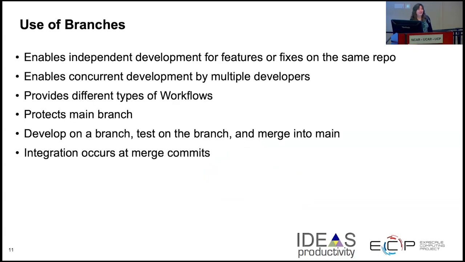Again, the use of branches enables independent development on the same repo. So you can have multiple developers making new features, doing fixes, even making tests that are under version control. This also gives us a way of making different types of workflows. You can have protections for your main branch. The idea is that you develop on a branch, you test on that branch, and then it's reviewed and you make sure it works before it's merged into main. Of course, integration occurs at the merge commits.